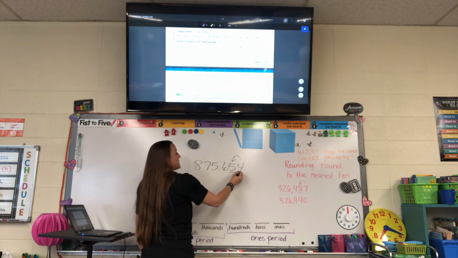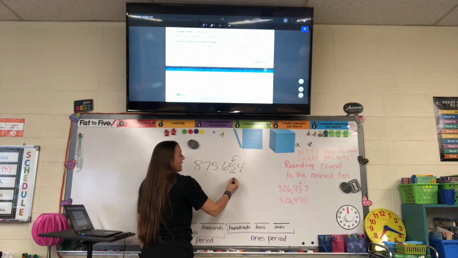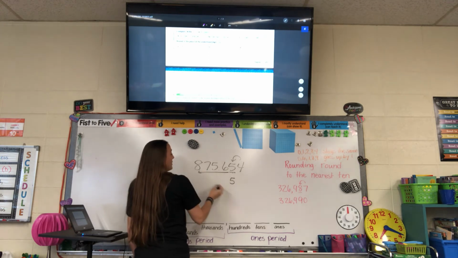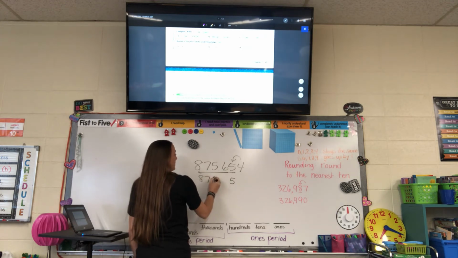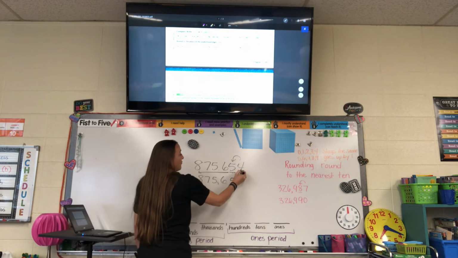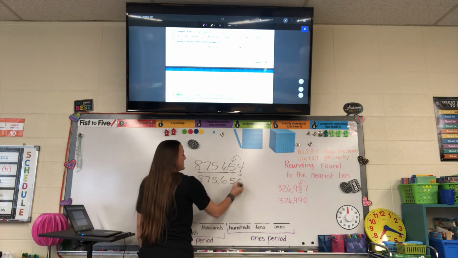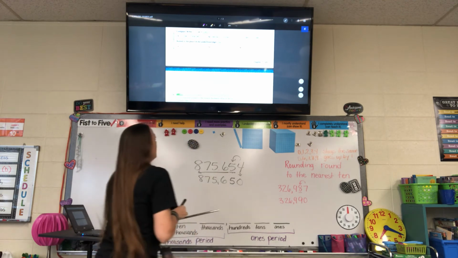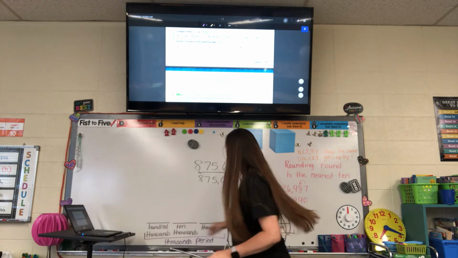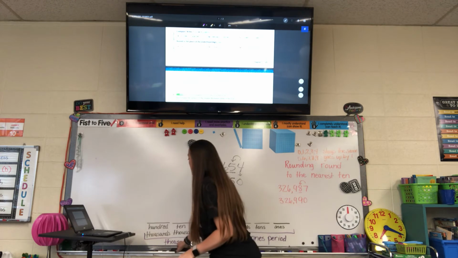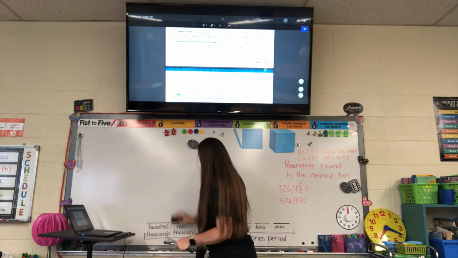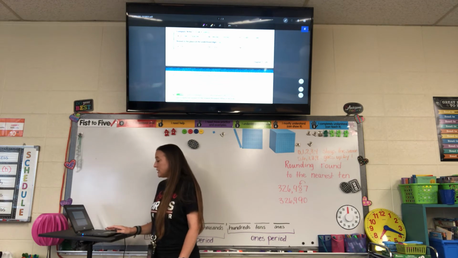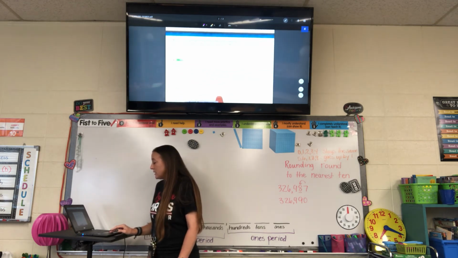So 4 is the boss number. 4 tells 5 to stay the same. Everything before 5 stays the same as well, and the 4 becomes a 0. Okay? Rounding is important, so I will be going over that with you some more when we come back. But on 12, 13, and 14, you're going to want to round.